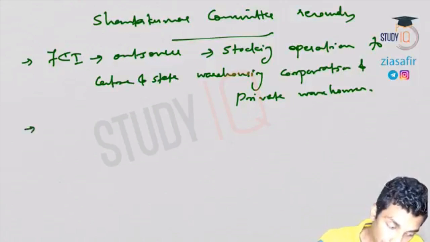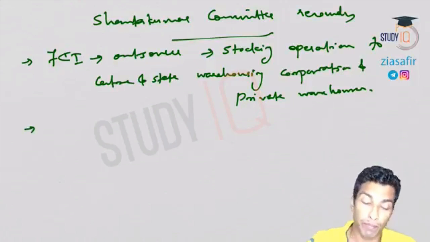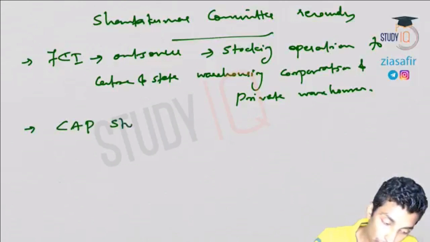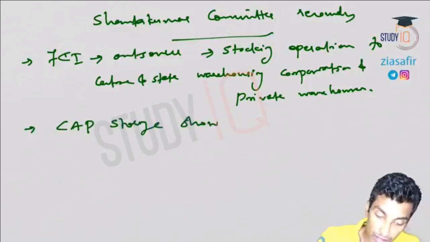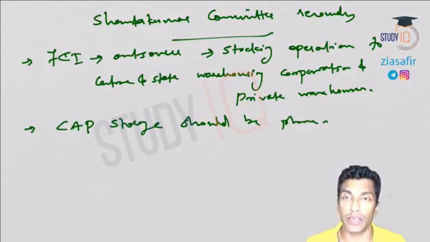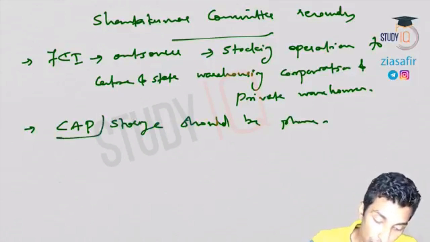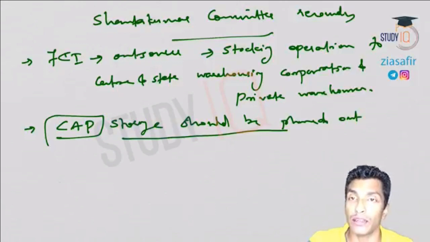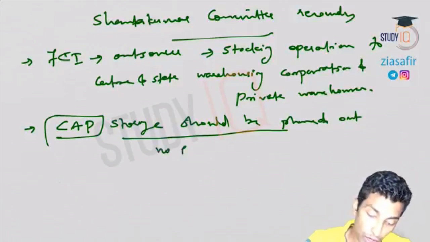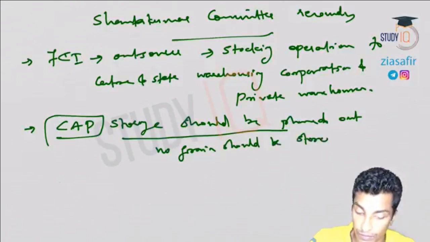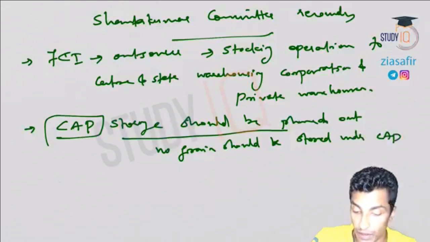Okay. Secondly, see, the most important problem is the covered and plinth storage facility, or the storage that you are following just under a tarpaulin, right? So this covered and plinth storage should be phased out. And no grain should be stored under covered and plinth for more than 3 months. Okay, so covered and plinth storage should be phased out, and no grain should be stored under CAP beyond 3 months.